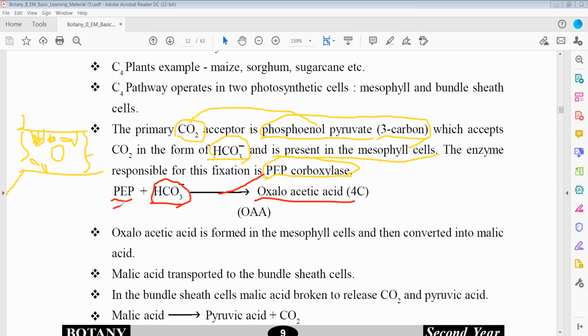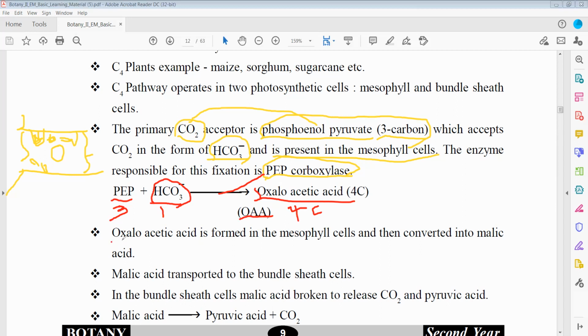PEP is a 3-carbon compound. Here already 1 carbon is there. 3 plus 1, 4. So oxaloacetic acid is the 4-carbon compound, which is the first stable product in C4 plants. Hence this pathway is called the C4 pathway. Such plants are called C4 plants because the first stable product is the 4-carbon compound, that is oxaloacetic acid, OAA.